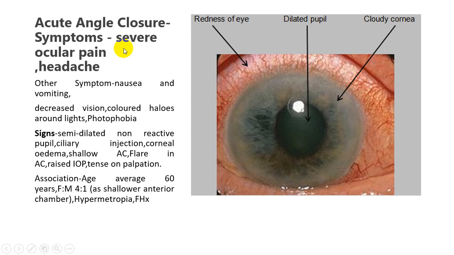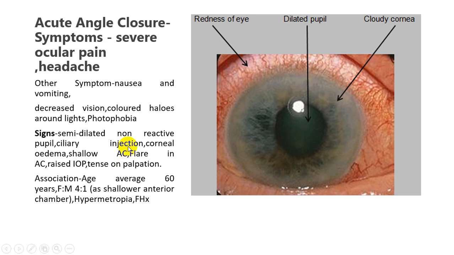So what are the signs and symptoms? Symptoms are severe ocular pain and headache. Other symptoms are nausea and vomiting. There will be decreased vision, halos around the lights, and photophobia. So what are the signs? There is a semi-dilated non-reactive pupil, ciliary injection, and corneal edema, and shallow anterior chamber, flare in the anterior chamber, raised IOP, and the eye will be tense on palpation.